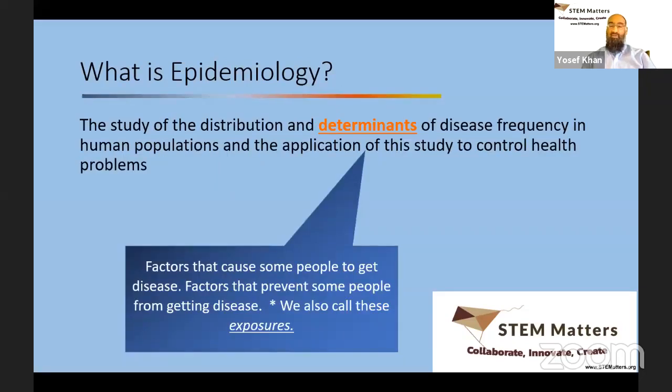The second keyword in the definition is determinants. These are factors that cause some people to get a disease, factors that prevent some people from getting a disease. We also term these as being exposures. So we know that individuals who smoke have a higher chance and likelihood of getting lung cancer. And so in that case, the exposure is smoking. We know that individuals who have diets high in cholesterol and fat with a lack of exercise are more prone to diabetes or more prone to heart disease. So in that sense, diet and exercise are also exposures.